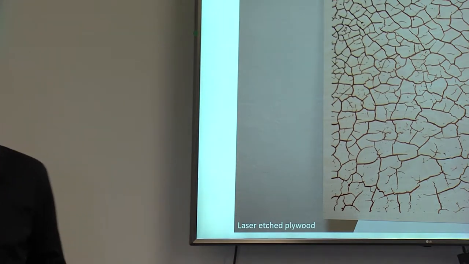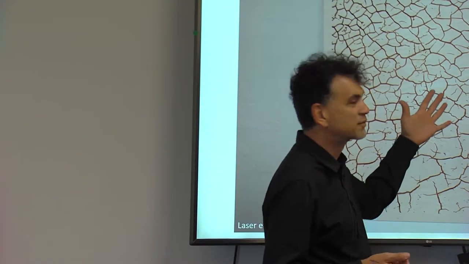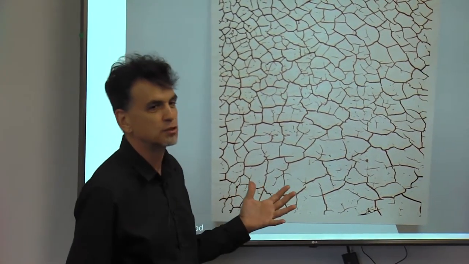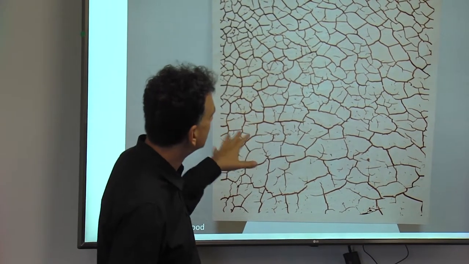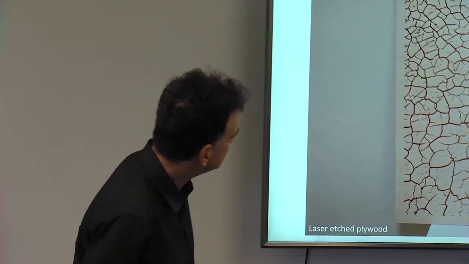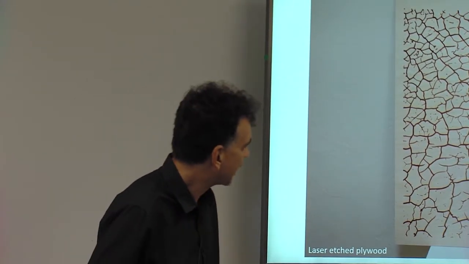Anyway, this is laser etched plywood. This started out as an image of cracked earth from a riverbed here in Tucson. I made it very high resolution in Photoshop and then used the laser cutter to etch it into plywood. It's okay. It's an interesting image. It probably could have been done in ink as well.